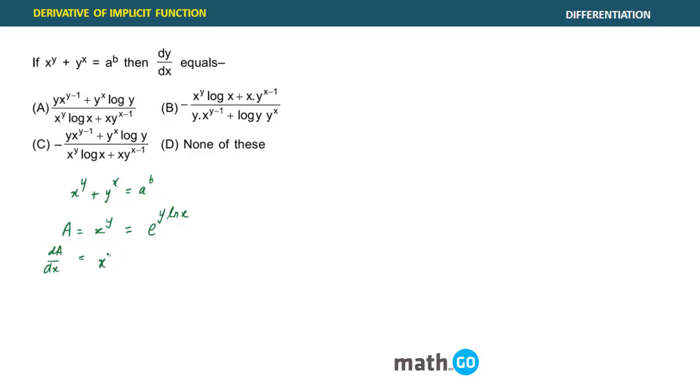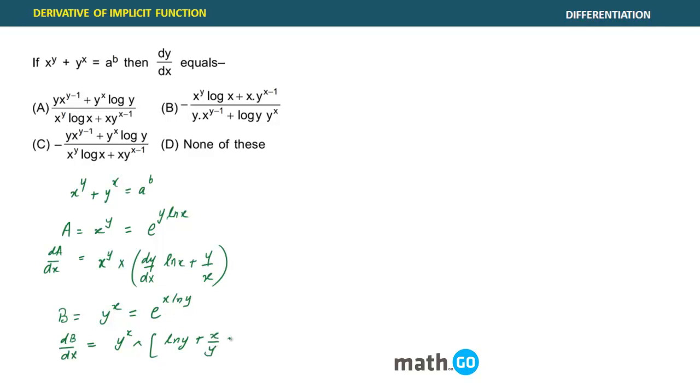So it will be nothing but x raised to power y into the derivative of y ln x, which we can say is dy by dx ln x plus y by x, right? This will be the answer for this. And if I take B to be the other part, that is y raised to power x, similarly I can write this as e raised to power x ln y, right? And again our target is to find dB by dx, so this will become y raised to power x into the derivative of this particular quantity, which is ln y plus x by y dy by dx.